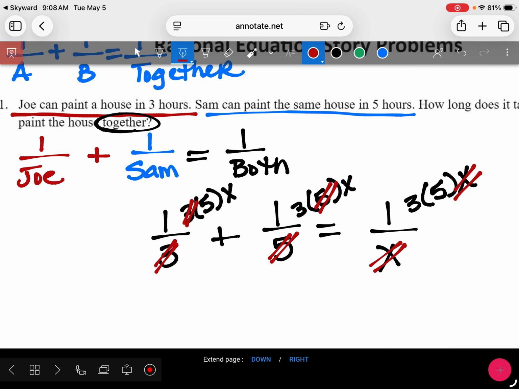So we're left with, and remember, this is just a 1. So 1 times 5x is just 5x. And 1 times 3x is just 3x. And 1 times 3 times 5 is just 3 times 5. So we end up with 5x plus 3x equals 3 times 5.